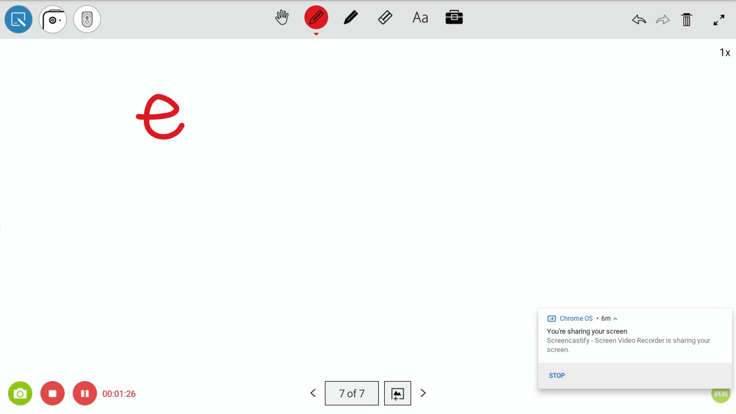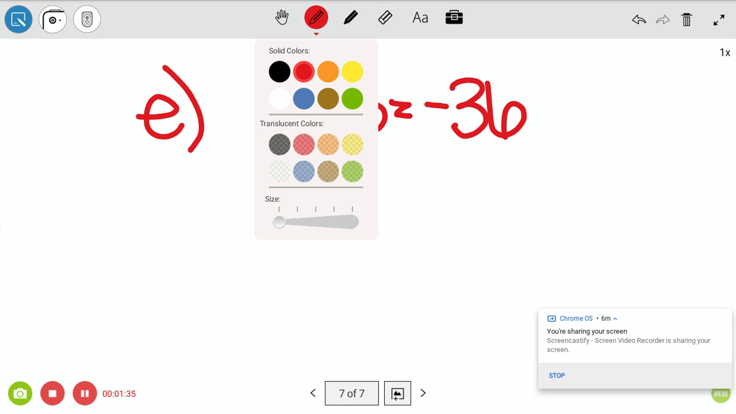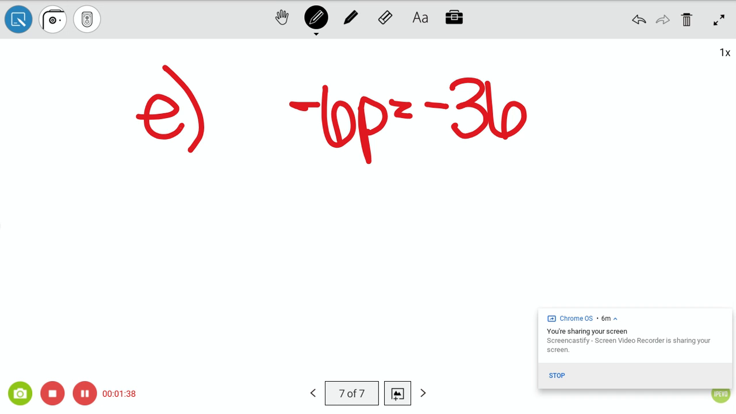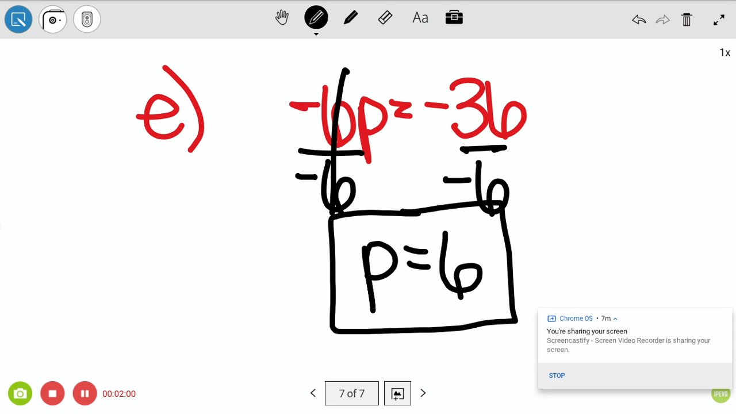All right, let's try another one like that. -6p equals -36. All right, so on this one, this is -6 times p, so the opposite of times p is divide. So we always divide by the number that's with the variable because those would go away, and you're left with p equals. Then we follow our integer rules. -36 divided by -6 turns into a +6. And that would be our result.